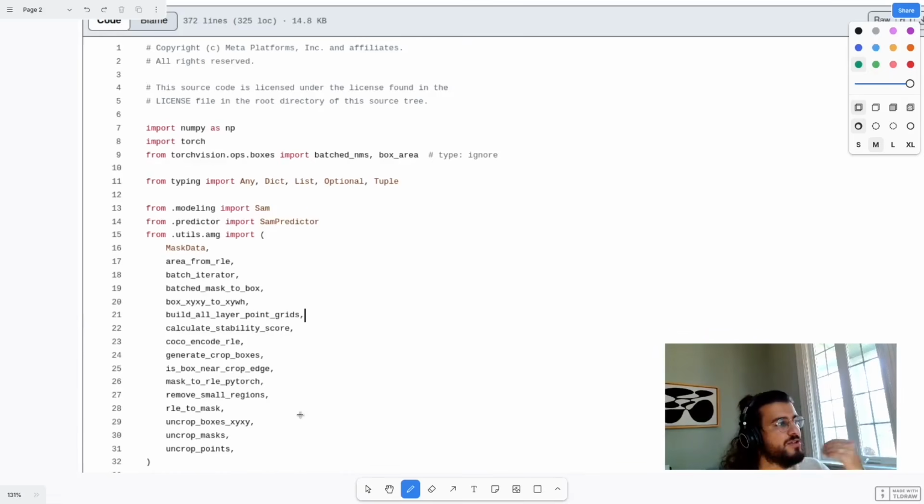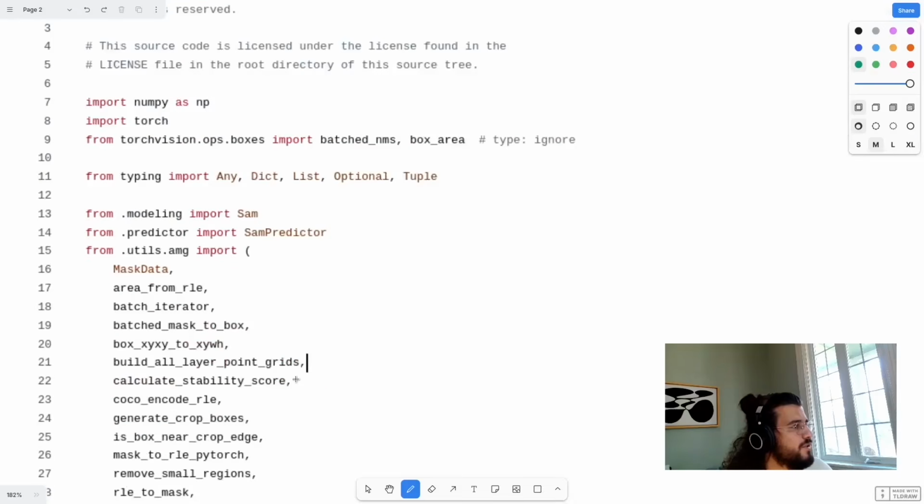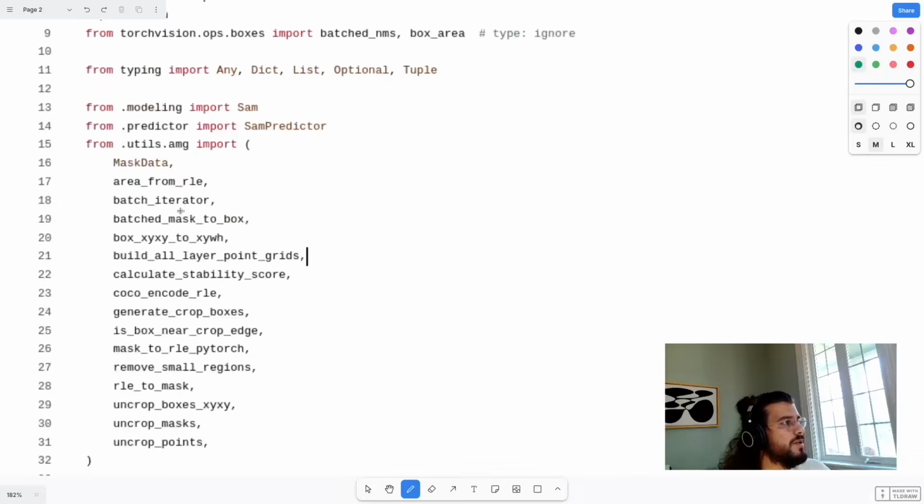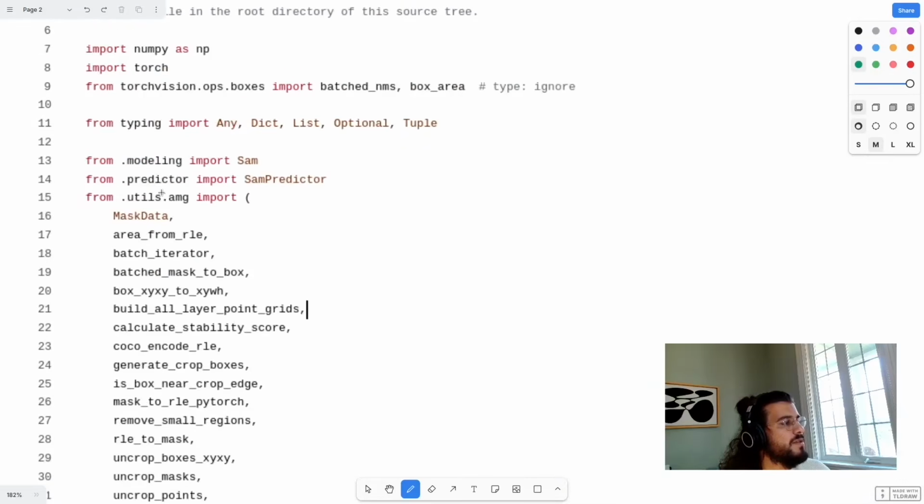And you're not going to understand it as much. So if we look in this, we're stealing stuff from modeling, from the predictor, and from utils.amg. So it's not the script, it's the AMG one. And in this, there's a whole lot of stuff that we're taking, right? But these are the two main folders and files that we're taking our code from.